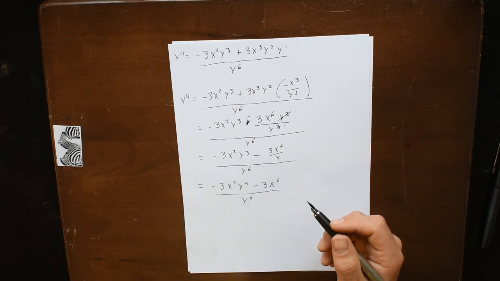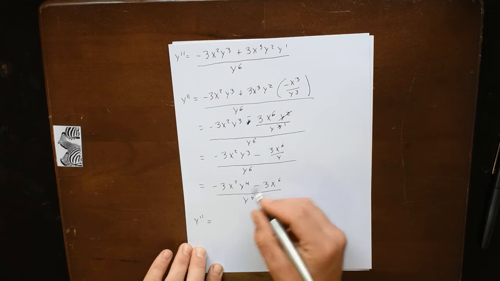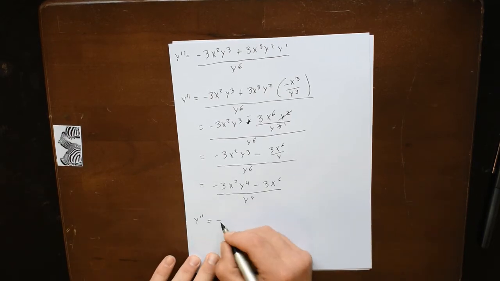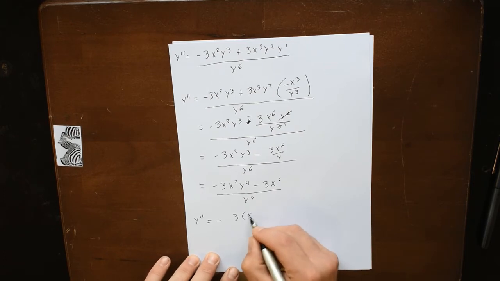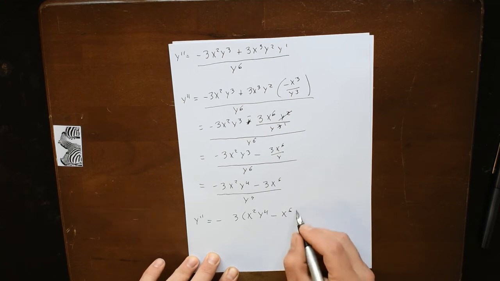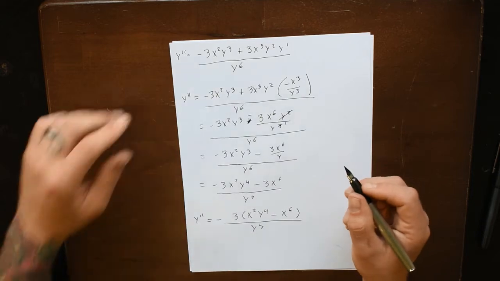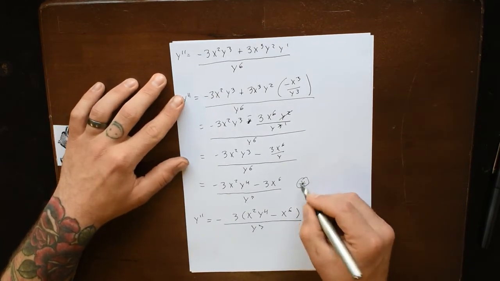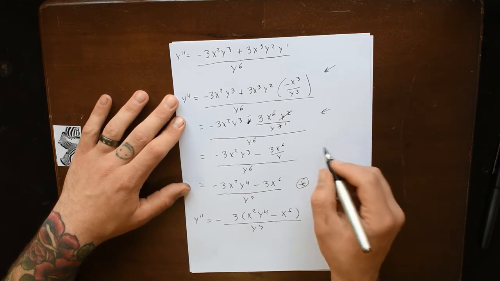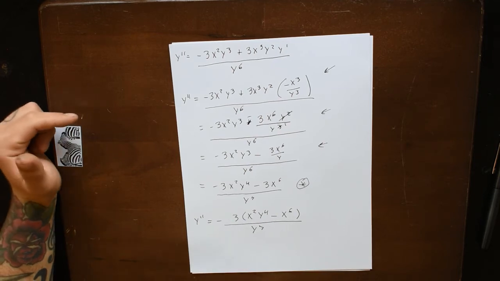And then the book goes through. Cool, we can do that too. Y double prime is equal to, they pull out a negative 3x squared, they leave the x squared in. Negative 3x squared times y to the fourth minus x to the sixth all over y to the seventh. You could have stopped here. As far as I'm concerned, I do not like compound fractions. So you can stop once you are done with the compound fraction.